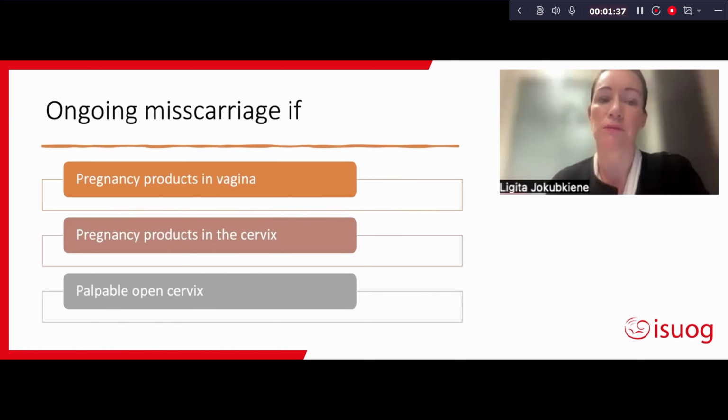So how do we know that a miscarriage is ongoing? For the ongoing miscarriage, we will see pregnancy products in the vagina. And of course, we might see them in the cervix. We can see them protruding through the cervix. And if we do not see any tissues, but we have a patient history with heavy bleeding and clots, we might see or palpate the cervix open.